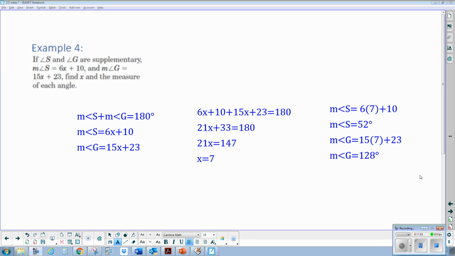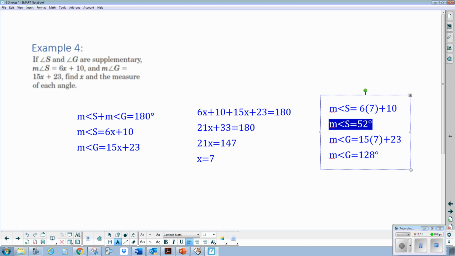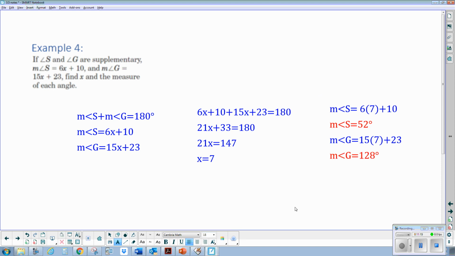Okay, and then lastly, measure of angle S is 6 times x, which is 7, plus 10, and that's 52 degrees. And then measure of angle G is 15 times 7 plus 23, and that measures 128 degrees. They're supplementary, and to double check your algebra, make sure that 52 plus 128 is 180 degrees, which it is.